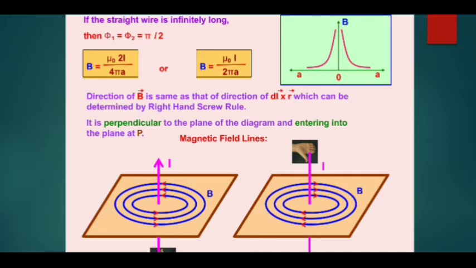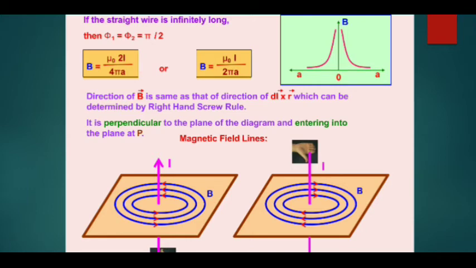Next, if the straight wire is infinitely long, then phi 1 and phi 2 are equal to pi by 2. What is pi by 2? 90 degrees. Please substitute the value in sine theta. B is equal to mu naught into 2I divided by 4 pi a. The same 4 pi a will come. If you simplify, 2 and 4 cancel, you will get mu naught I divided by 2 pi a. Both are the same. We are just substituting the angle 90 degrees, and you will get this equation.